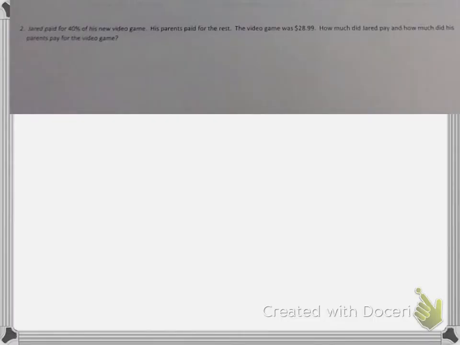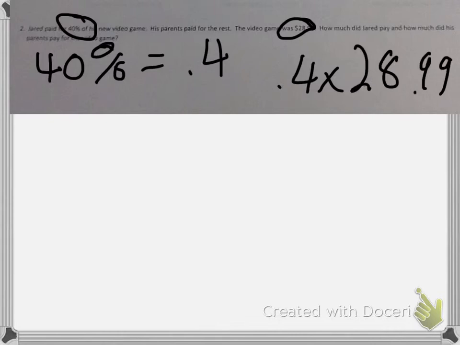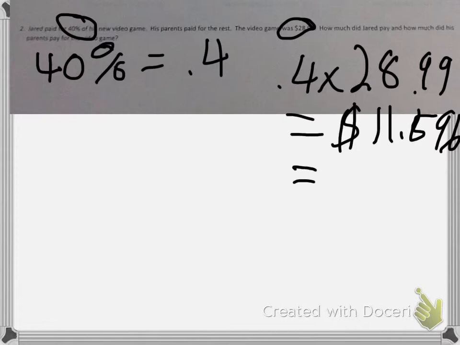The last problem on Student Standard 1: Jared paid 40% of his new video game. The video game was $28.99. How much did Jared pay, and how much did his parents pay for the game? So knowing that it's 40%, to figure out how much Jared paid, we could take 40%, which is equal to 4/10, and multiply that by $28.99, and that product equals $11.596 of a dollar, which you could round up to $11.60.